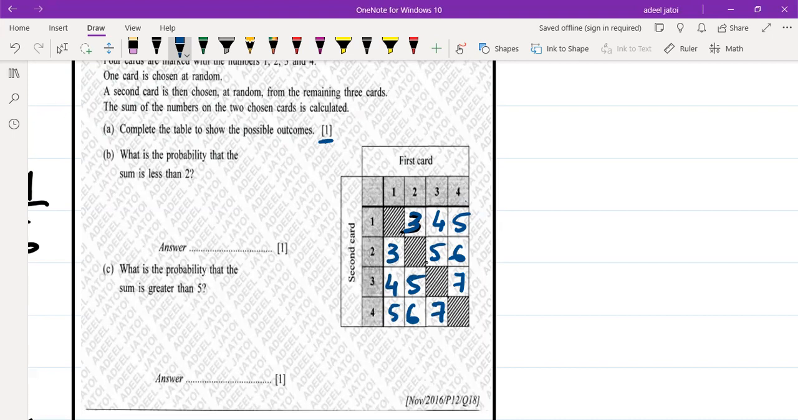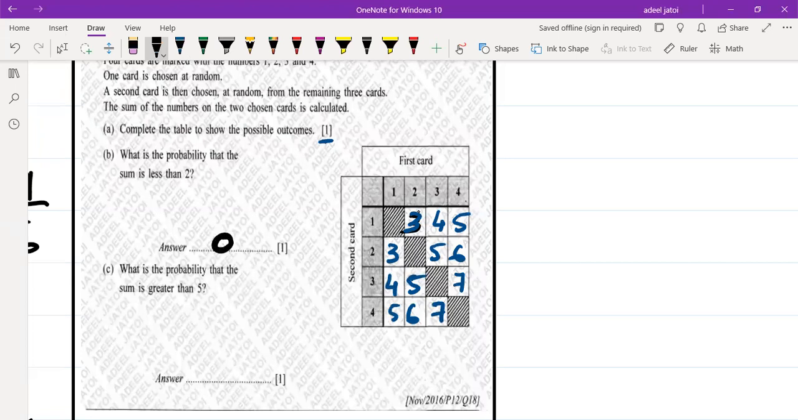You've already done that. What is the probability that the sum is less than 2? Is there any possible outcome of having a sum less than 2? There's no possible outcome, so the probability here is 0.